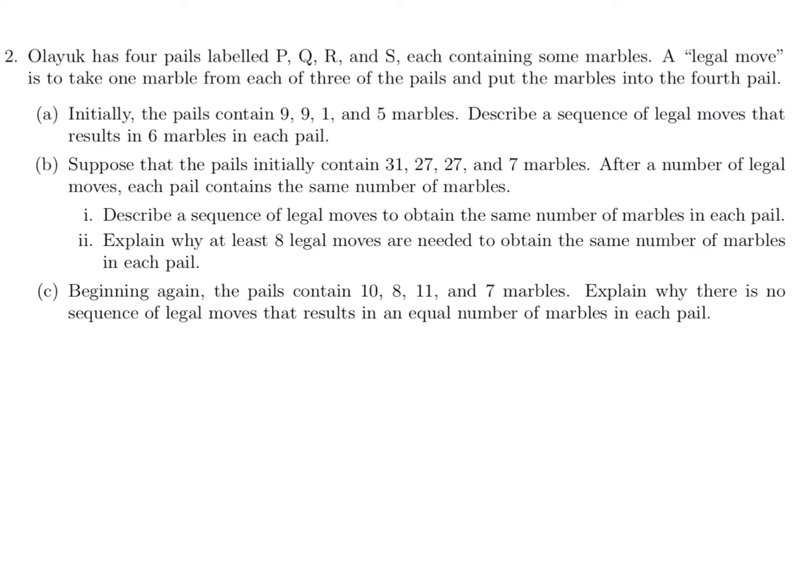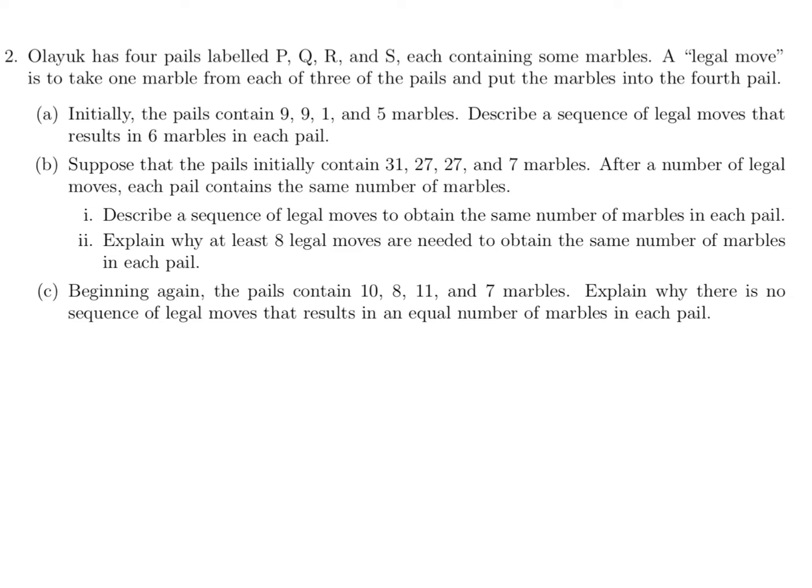Olayuk has 4 pails labeled P, Q, R, S, each containing some marbles. A legal move is to take 1 marble from each of the 3 pails and put the marbles into a 4th pail. Initially, the pails contain 9, 9, 1, 5 marbles. Describe a sequence of legal moves that results in 6 marbles in each pail.